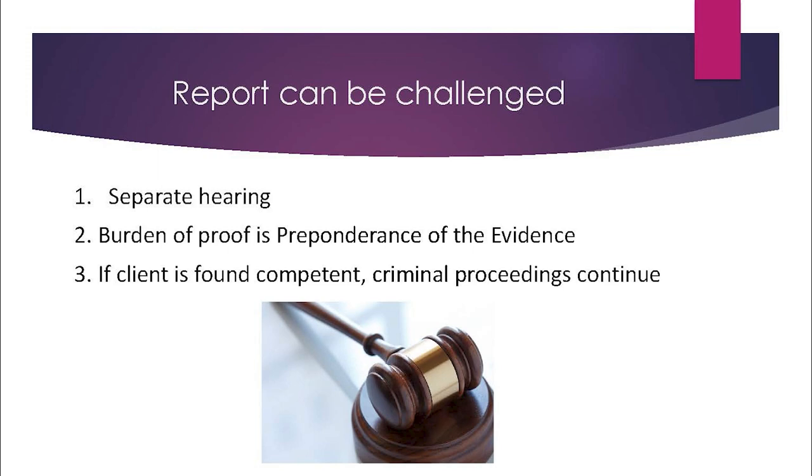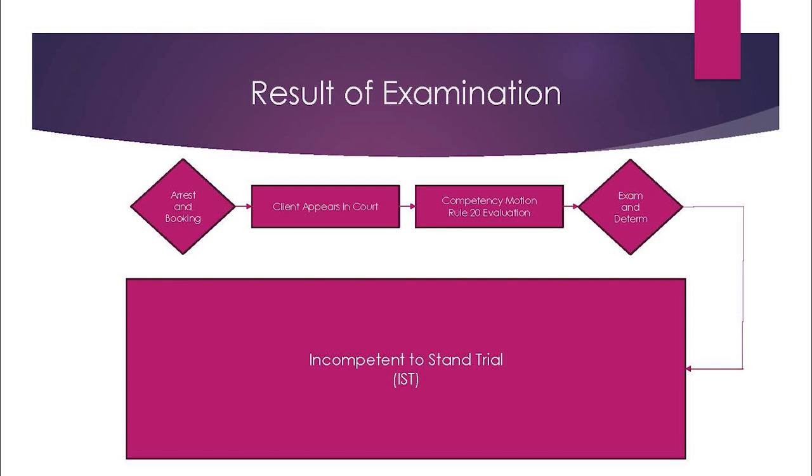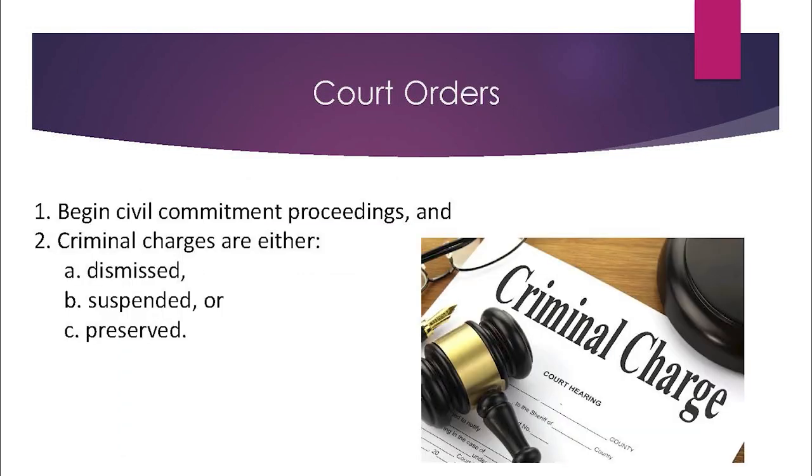And if the client is found competent, then the criminal proceedings continue from that point. If the client is found incompetent to stand trial, this is a very narrow, very specific finding that comes from the Rule 20 evaluation. It applies simply to that moment in time in criminal court with regard to the charges brought forward. That is all the finding says. The criminal court will then order that the civil commitment process begin.